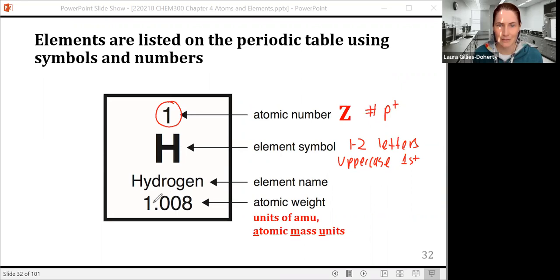Then you have the element name, and then the atomic weight of the element, which has units of atomic mass units. We're going to talk about how to calculate this towards the end of chapter 4.